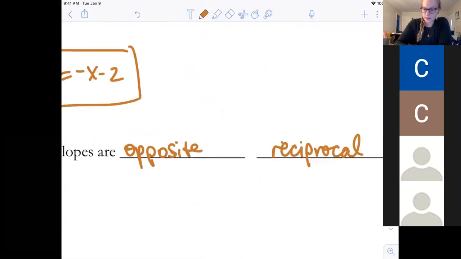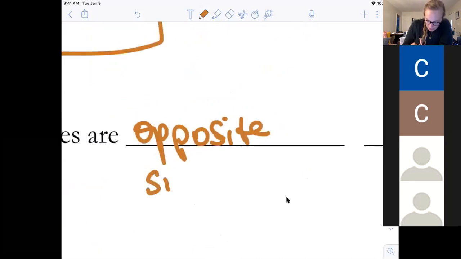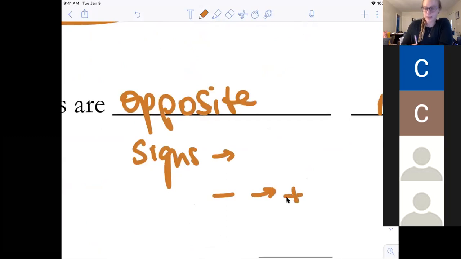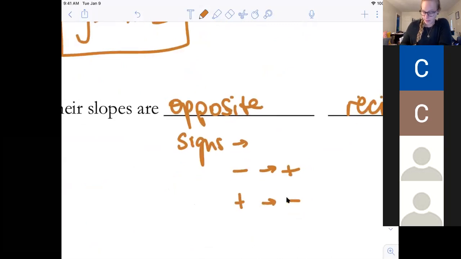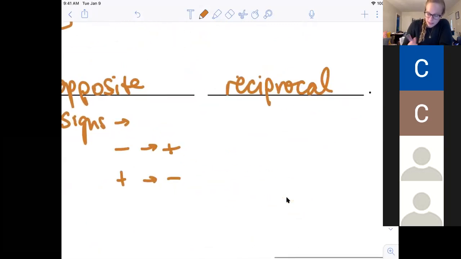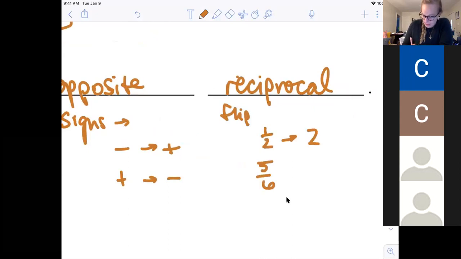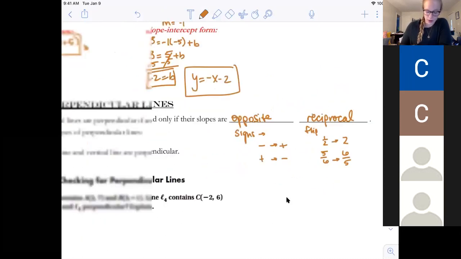As we said today, opposite reciprocals. Opposite refers to my signs. So if I was at a negative, it becomes a positive, and if I was a positive, it becomes a negative. So that's what opposite means. Reciprocal means that we flip it. Like if I had 1/2, that flips to be 2. If I had 5/6, that flips to be 6/5. Those are just a couple examples. So we have to do both the opposite and the reciprocal in all of these.